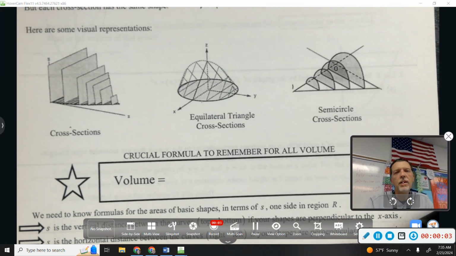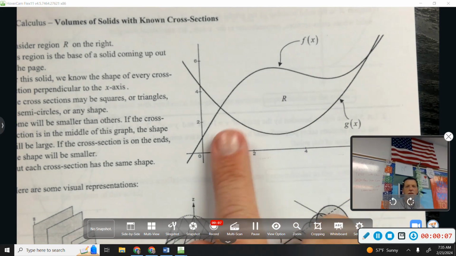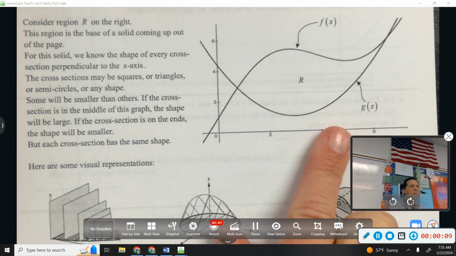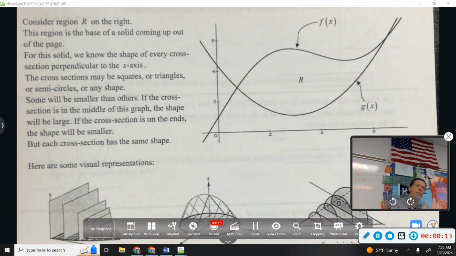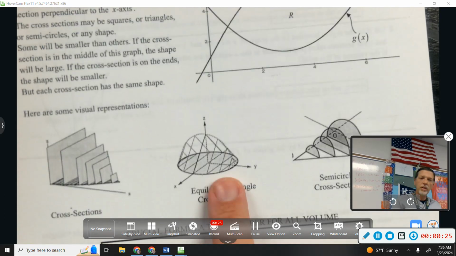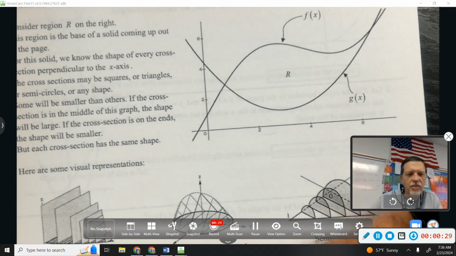On block day we found the area of that region, top minus bottom, left to right. Today, out of that area, we're going to build, coming up out of the page or out of the screen, either squares or triangles or semicircles, usually just one of those because anything else is kind of crazy. There are equilateral triangles too. But visualizing it is the hard part.